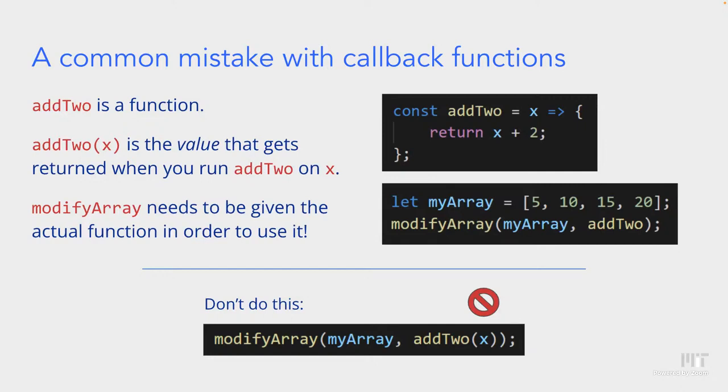That's right. It is passing in the value of what you get when you run add2 on X, not actually a function. And so this won't work. Thank you.